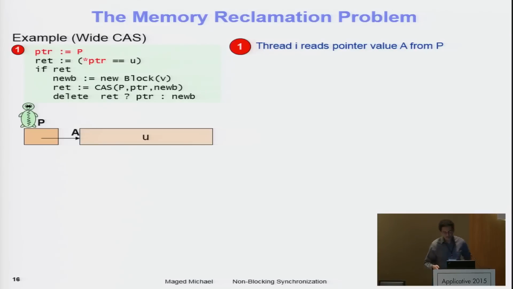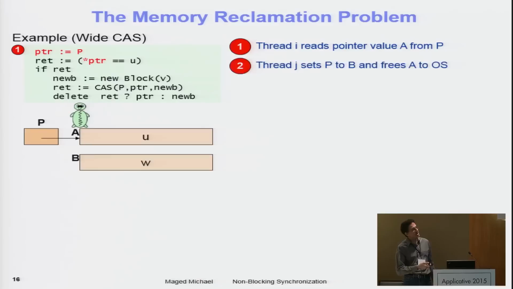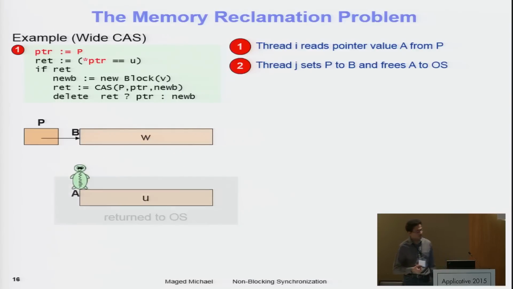It's a dynamic block, and now in the next step, thread I is about to read the value U from that block A. It hasn't read it yet, and now we have thread J doing some operation. It replaces block A with block B, and let's say it's done with that block. It doesn't need that block anymore, and returns it to the OS or unmaps it.